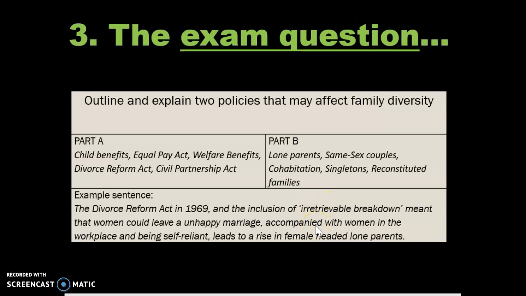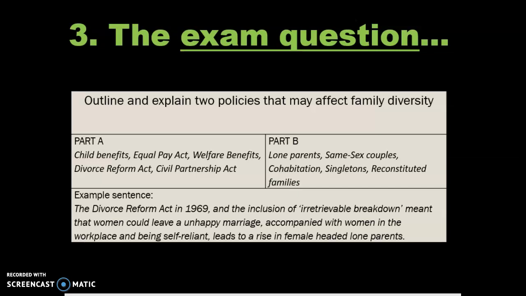So final tip, if you don't make the link between the 2 parts of the question, you are going to limit your marks. For example, if you only write about part A, for example, the benefits or the policies, and you don't make the link to family diversity, or you don't do it enough, then you will be unable to achieve higher than 3 marks.